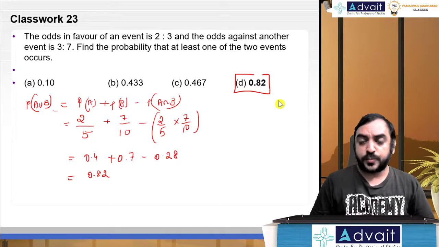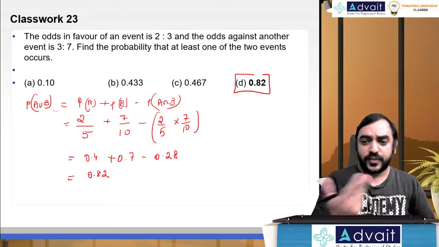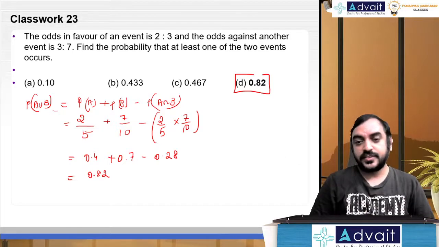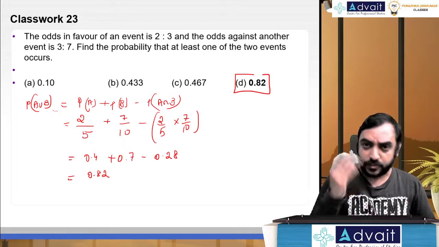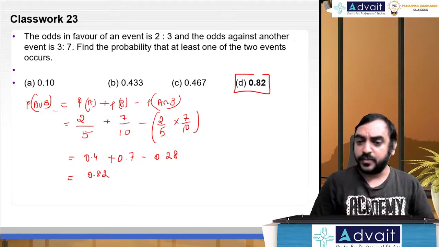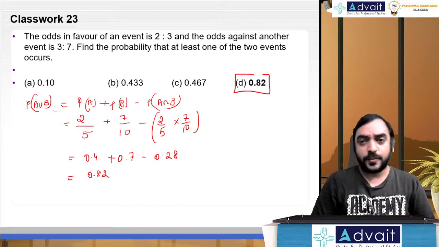Can we do it as probability of A B complement plus A complement B plus probability of A B? You can write it. When something is straightforward, you can go like this. A B complement means A only, A complement B means B only, A B means A and B. Yes, you can try, you get the same answer.